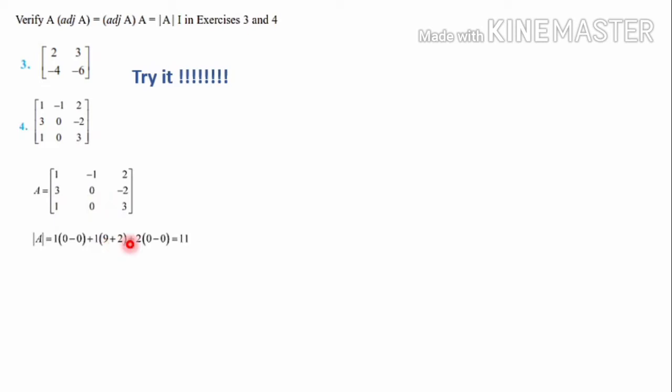Again the sign: if I am taking 2, it is the first row third element, 1 plus 3 is 4, 4 is an even number, so the sign is plus. So plus 2 into, with that row and column eliminated, 3 into 0, that is 0, minus 1 into 0, again 0. So 2 into 0 minus 0. When you do the calculation, you will get 11 as the answer.